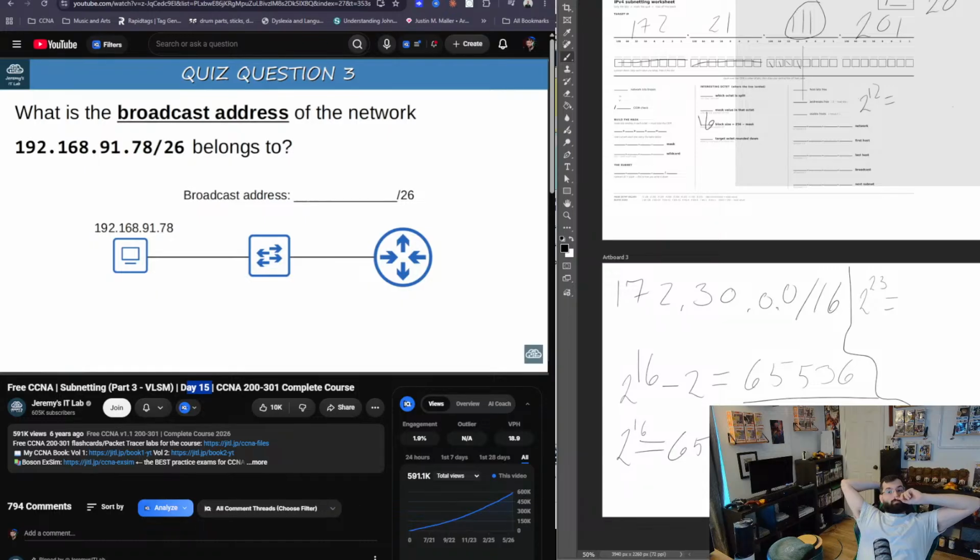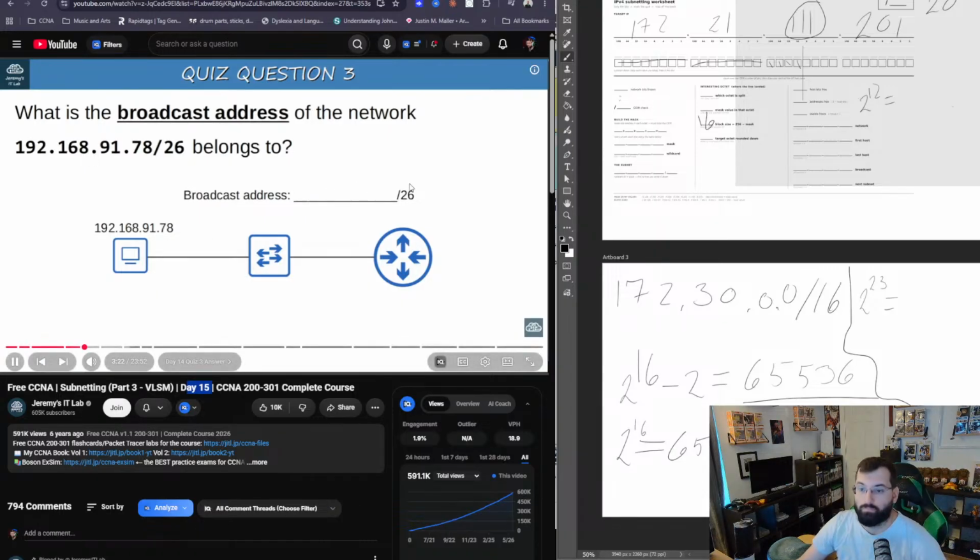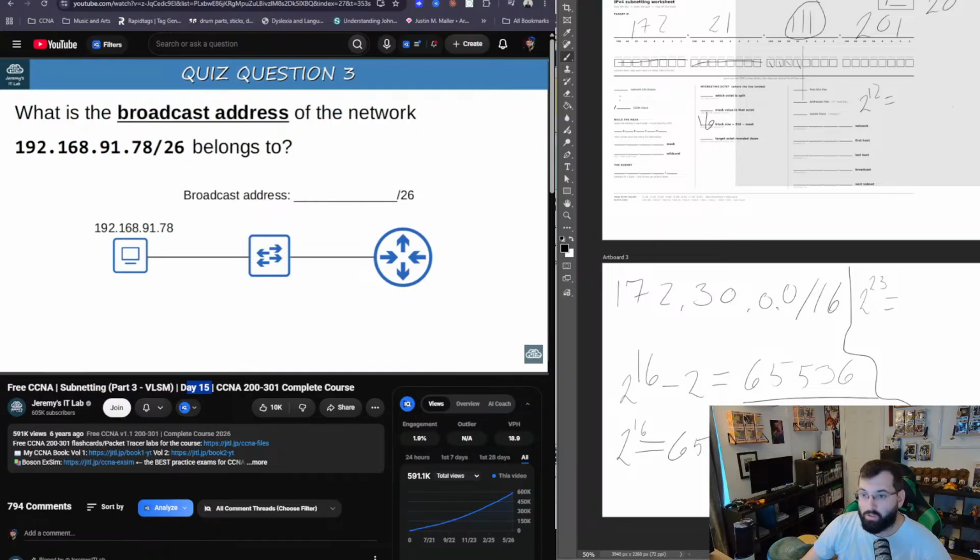What is the broadcast address of the network 192.168.91.78/26 belongs to? Okay, so now we're doing the same exact thing, except instead of finding the network, we're going to find the broadcast. So we should be able to do the same exact thing. Let's go back over here.